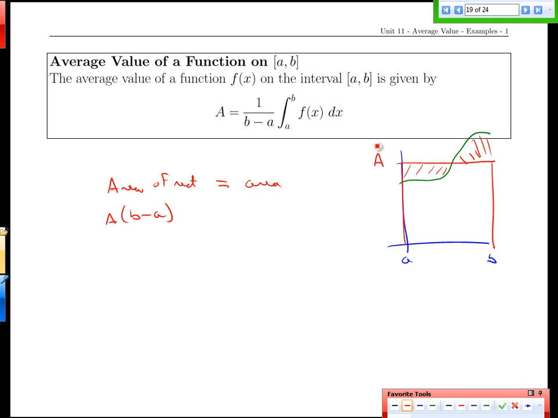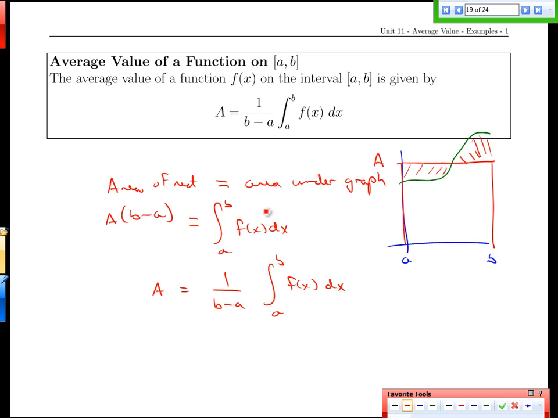This is another way to come up with the average formula under the graph. The area of this rectangle is the average value spread over B minus A, and that's going to equal the integral from A to B of our function, or the area underneath the graph. And we can simply solve for the A value: 1 over B minus A, 1 over the interval length we're considering, and then we scale that by the actual area under the graph. That becomes a compact formula, seen here, that lets us compute the average value of a function on a given interval.